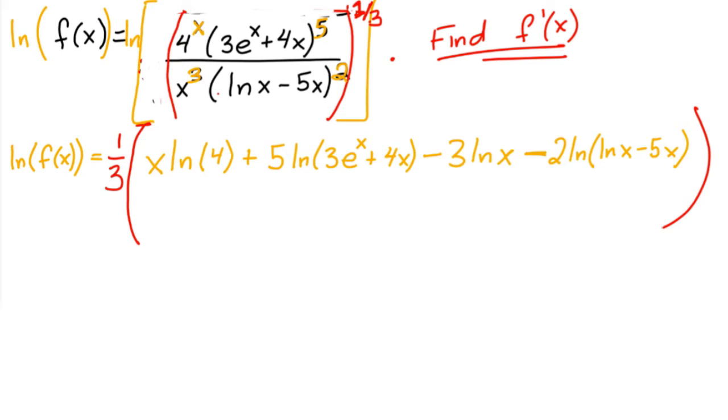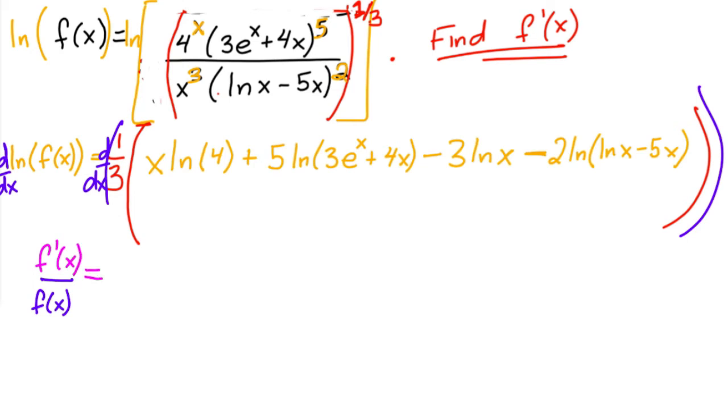Okay, and then we can do our usual, get the derivative of the left side and the right side. On the left side, I'm going to get 1 over f of x times f prime of x. And then on the right side, when I get the derivative, I'm also going to distribute this 1/3 onto everything, just to make it a little nicer.